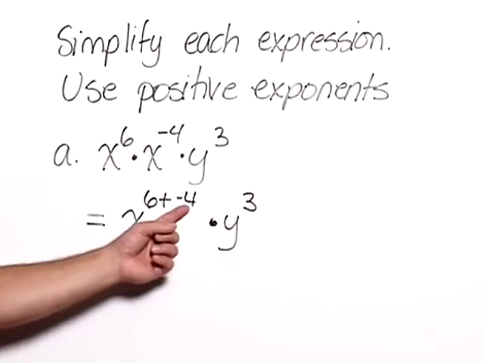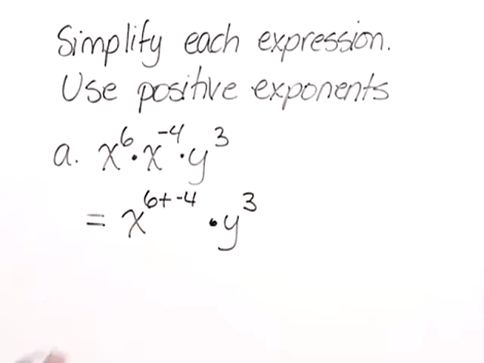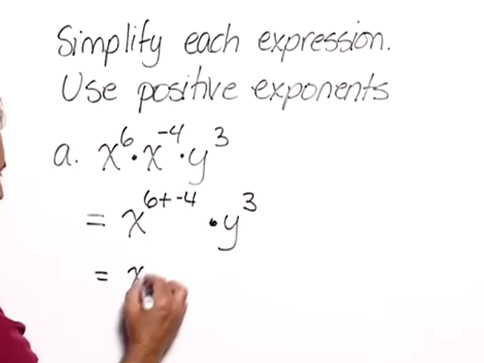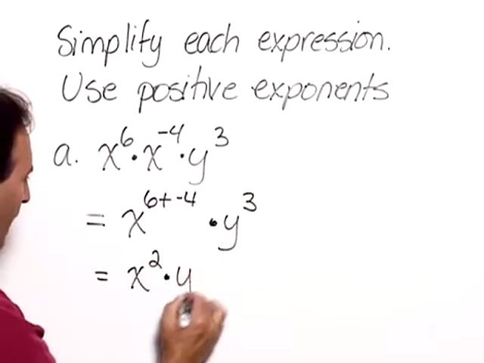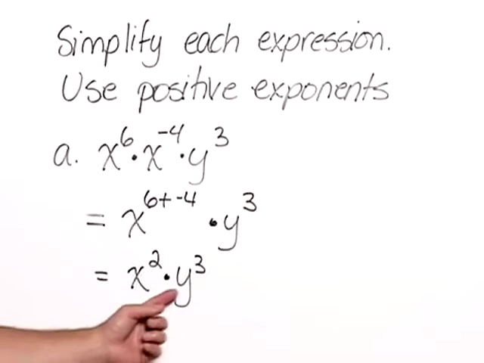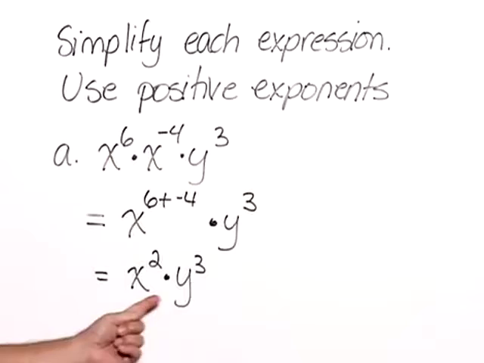We add 6 plus negative 4, and that's equal to 2. So this is equal to x squared times y cubed. Since x and y are different, the bases of the exponential expressions are different, and this is as simplified as it can be.